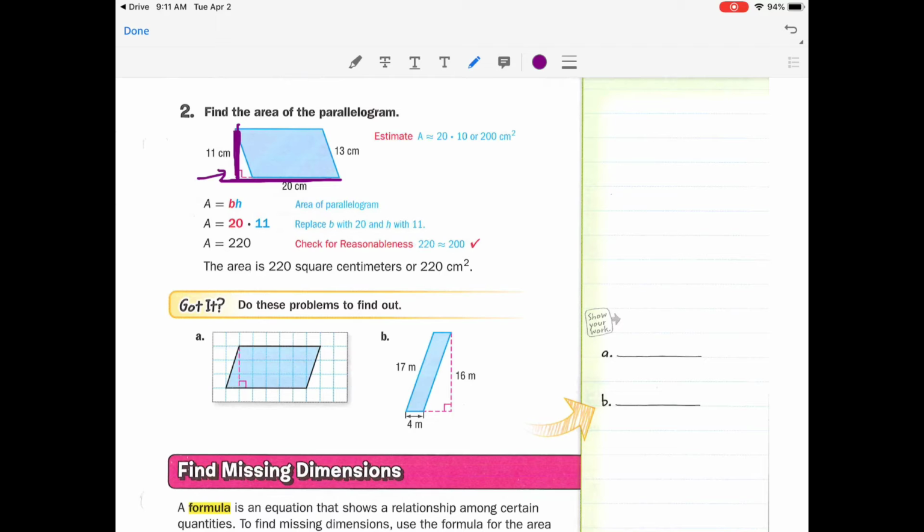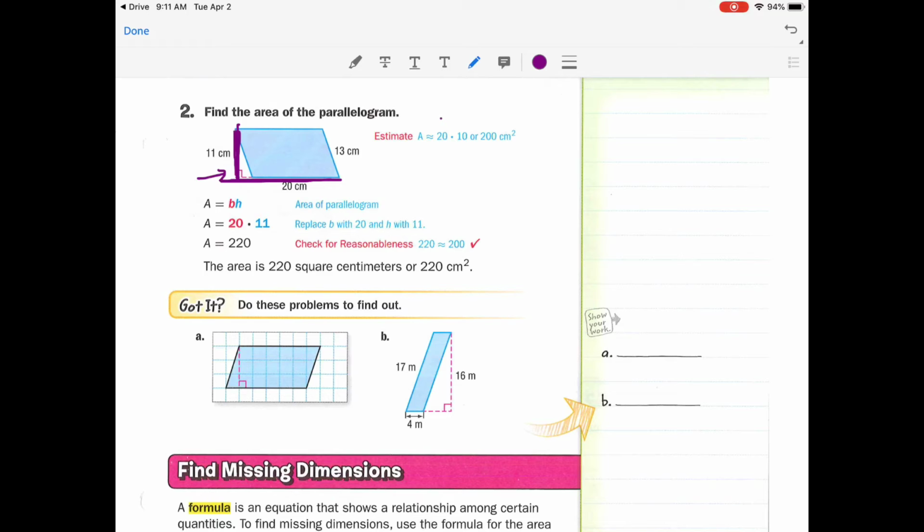So my base is 20, and my height is 11, so I'm going to take 20 times 11, and I'm going to get 200, well, actually, they want us to estimate this one. So 20 times 10, which is about 200. And so 220, because you'll notice that this comes out just a little bit longer. And so we were just rough estimating that it was about 220 centimeters squared.